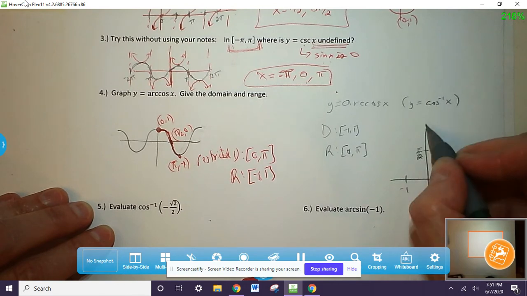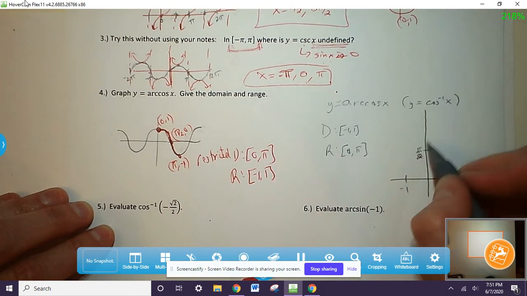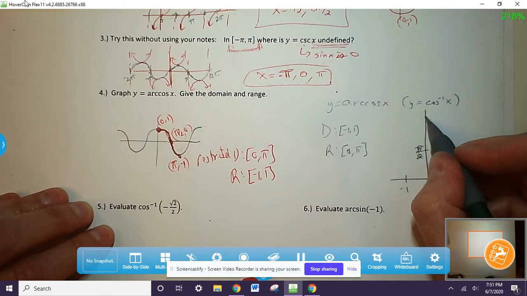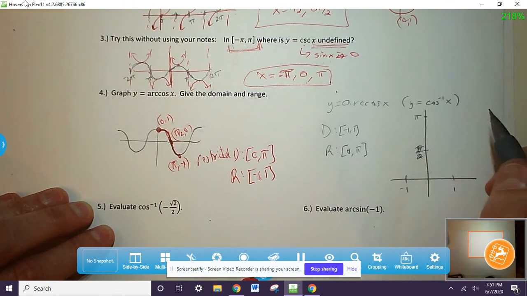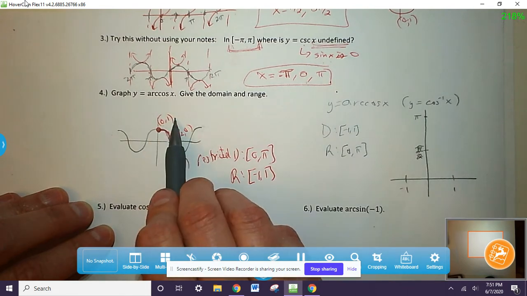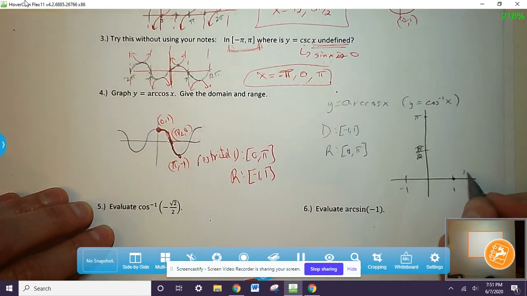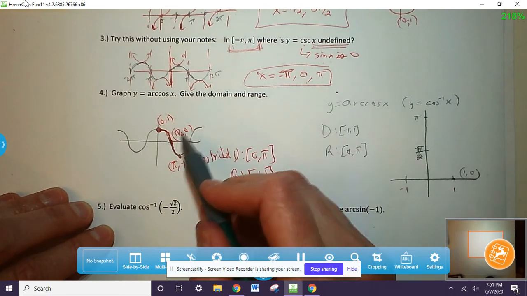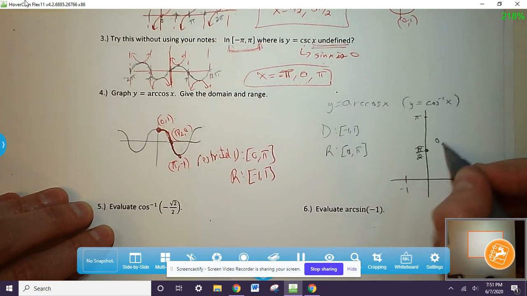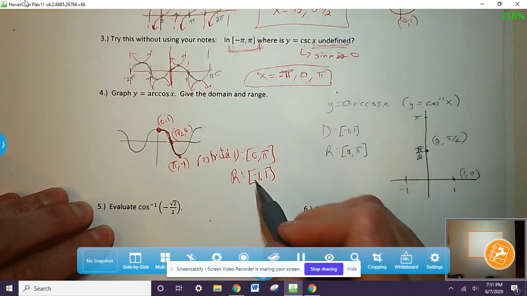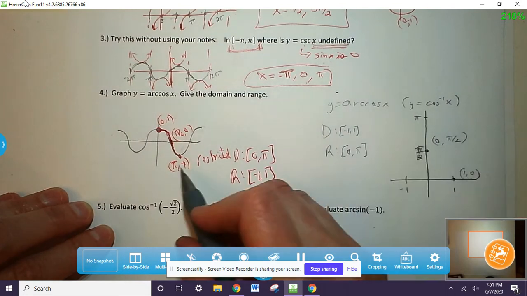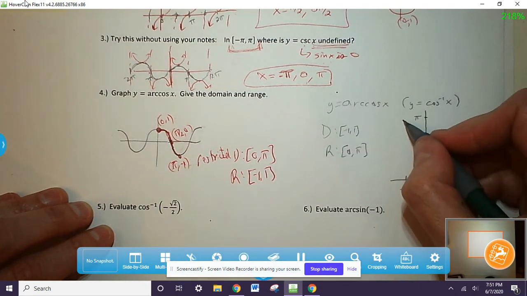So if this is 1 here, 1.5 might be about there. And then, because pi over 2 is about 1.5, it's 1.57 approximately. And then pi is about 3.14, so that looks pretty good. And instead of 0, 1, I'm going to have a point at 1, 0, because I reverse the ordered pairs when I have inverses. Instead of pi over 2, 0, I have 0, pi over 2. And instead of pi, negative 1, I'm going to have -1, pi.